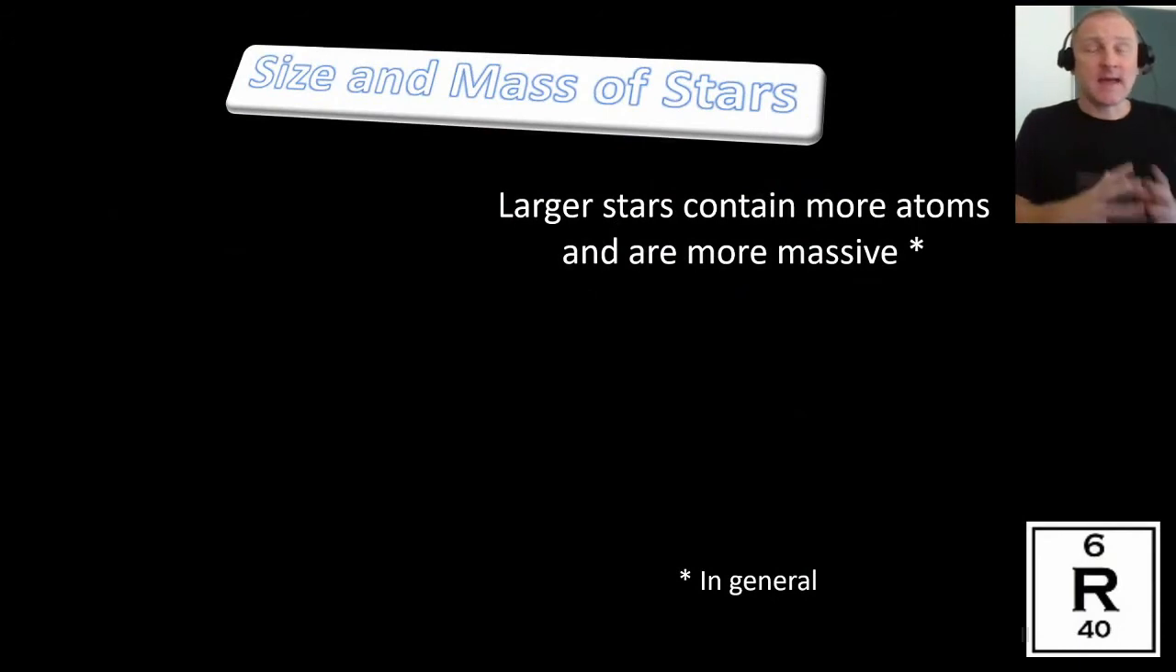As the size of a star increases, the larger the star, the more atoms it has. The more atoms it has, the more mass it has, because mass is the atoms. It's the protons, neutrons, electrons. That's what creates the matter of something. And so the larger it is, the more massive it is. In general, we're going to talk about some exceptions later.